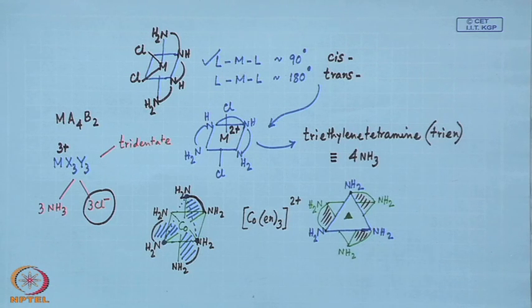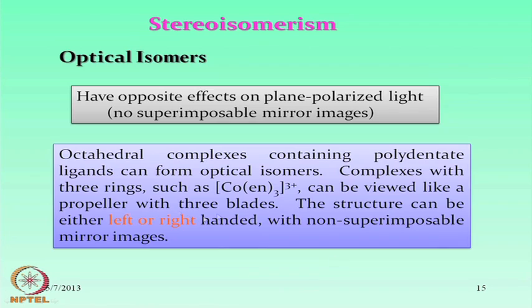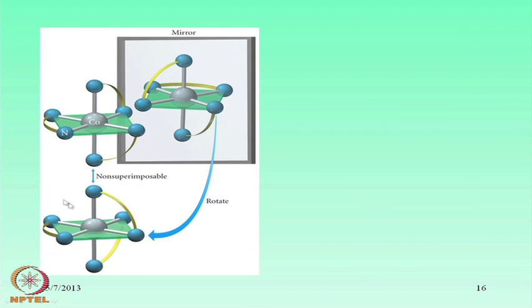So, that gives rise to 2 different types of arrangements. When tris ethylene diamine cobalt 3 is viewed through these 3 blades, the structure can either be left or right handed, with a non-superimposable mirror image. When it is left handed, we name it as one particular isomer. When it is right handed, we name it as the other isomer. If we consider these left handed and right handed arrangements, it can also be considered as the corresponding helicity. So, the helicities are all different.